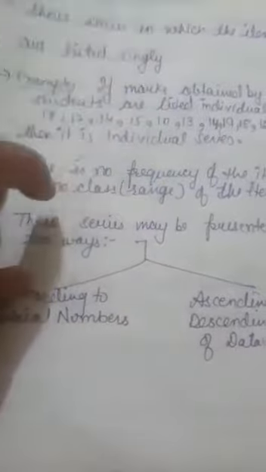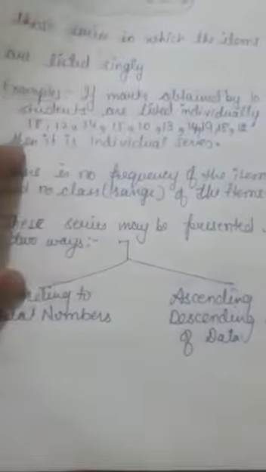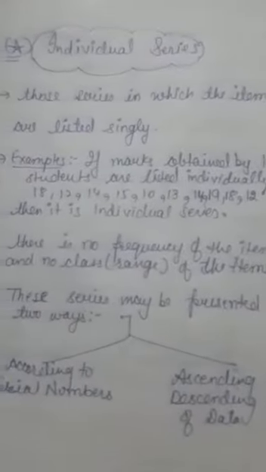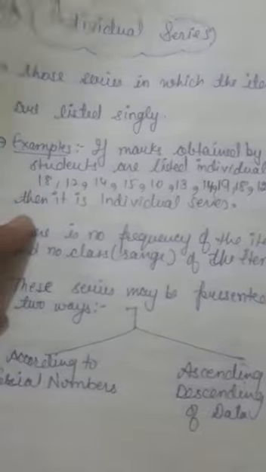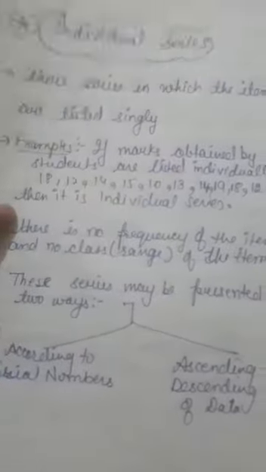And also the data is not presented in range. Range refers to a group, like 0 to 10, 10 to 20, this is a range, clear. The data is also not presented in groups, data is listed singly over here, clear. So individual series is a series in which data is presented individually and separately, and there is no frequency given and not even class intervals, clear.